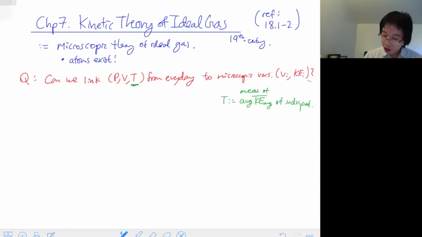This is the microscopic. Every term over here, I'm using microscopic variables. So how do we do this? Well, actually, the temperature is basically defined via the ideal gas law. You rearrange it like this.